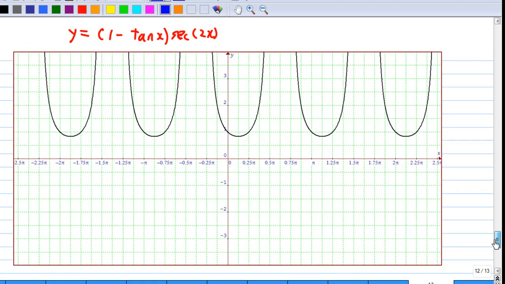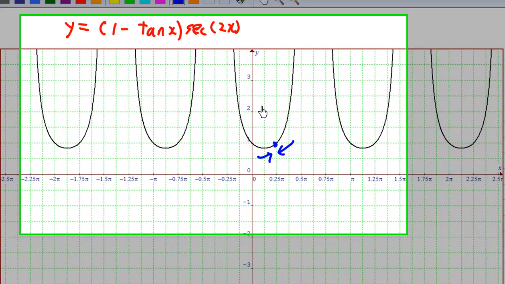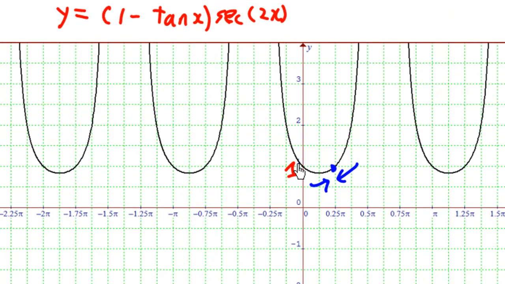If you look at the graph of 1 minus tangent x times secant 2x when x approaches pi over 4, you notice that the value of y approaches 1. That is the end of this recording.